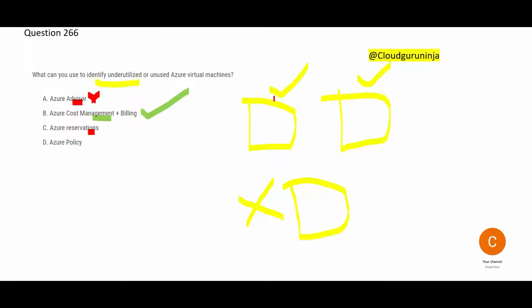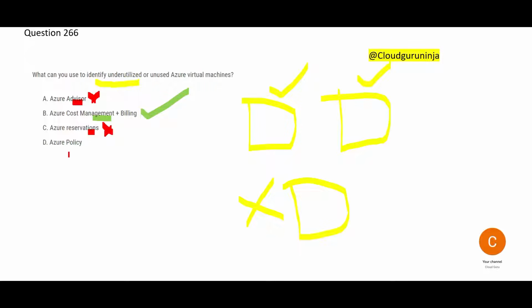So here, the question is not asking you how can you save money. The question is asking you, are you tracking your resources or not? It is a tracking solution that they need, not a money saving solution.